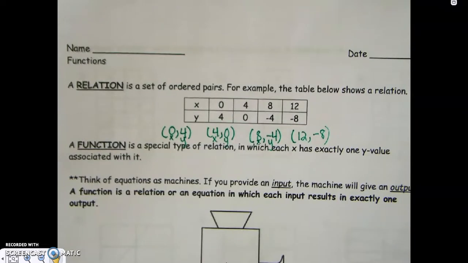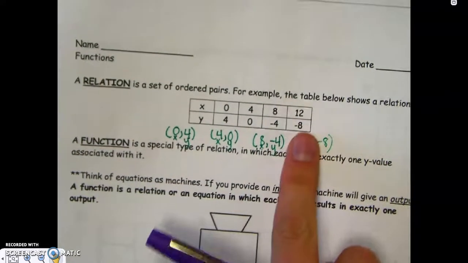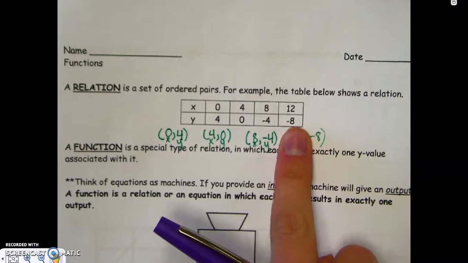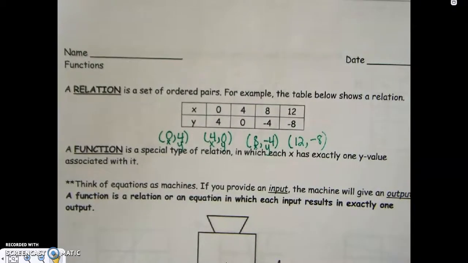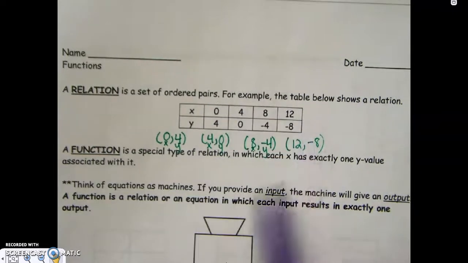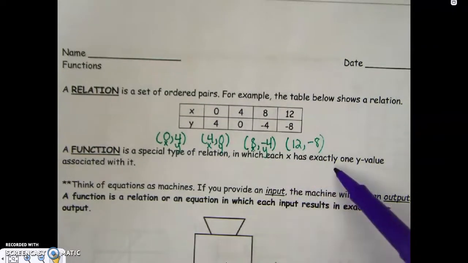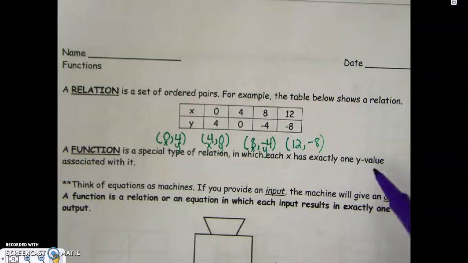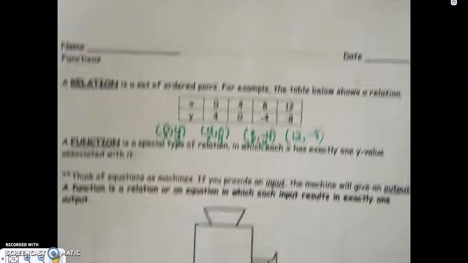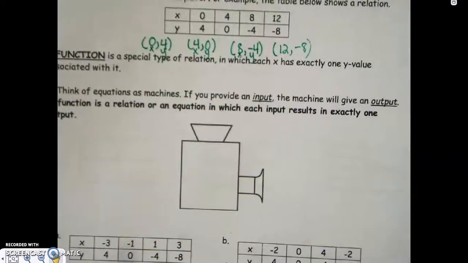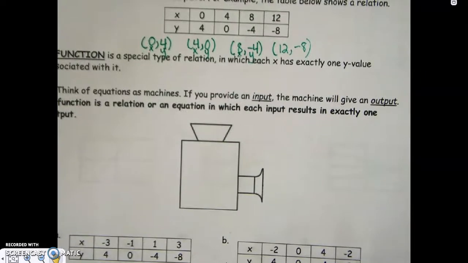So you can have a relation in many different forms. You can write them as coordinate points, you can write them in a table, you can put them in a graph, anything like that. A function is a special type of relationship in which each x value has exactly one y value associated with it. The easiest way we like to explain it is thinking of functions and equations as a machine.